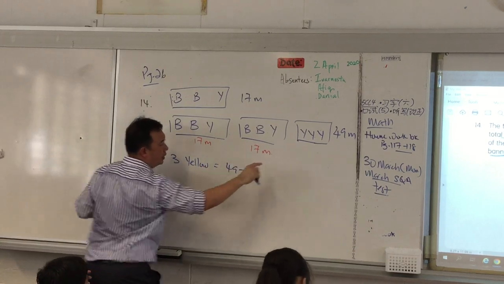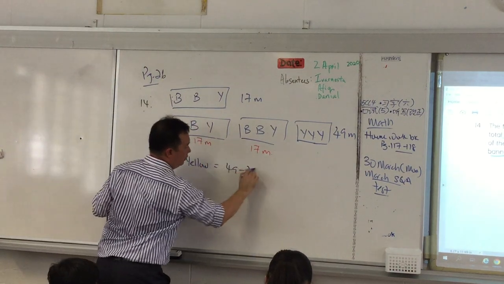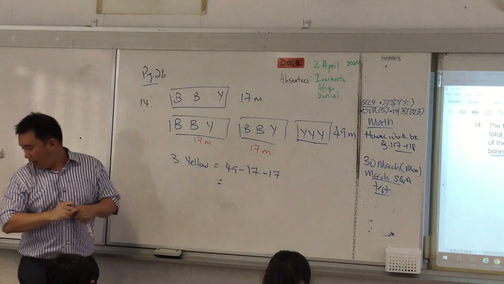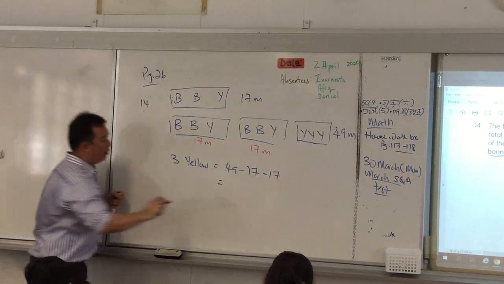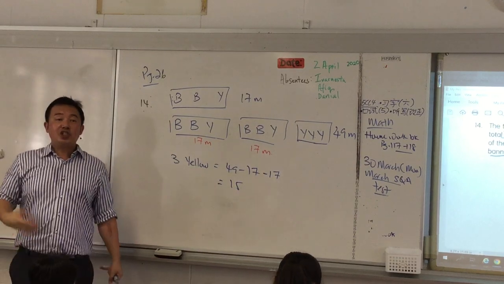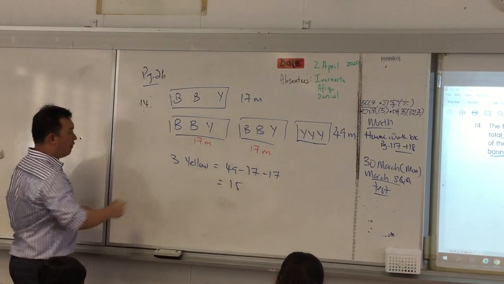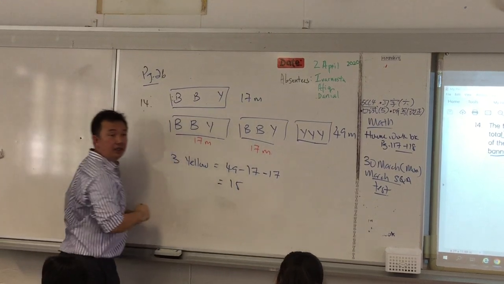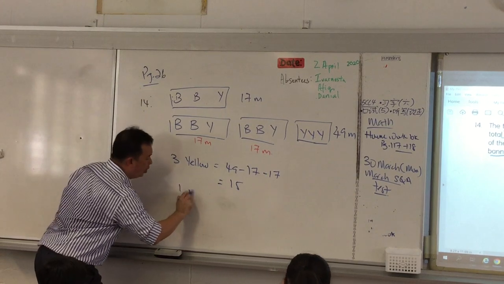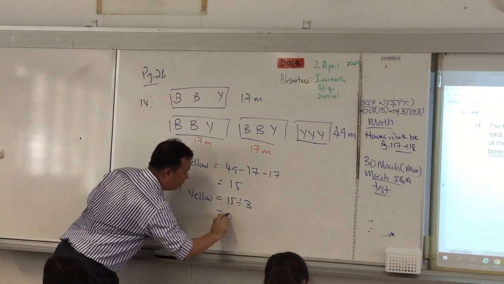Now class, can you tell me the length of these 3 yellow? This whole thing is 49, so 49 minus 34. Very good. So now it is 15. I have solved one yellow already, because if three yellow is 15, one yellow is 15 divided by 3, which is 5.